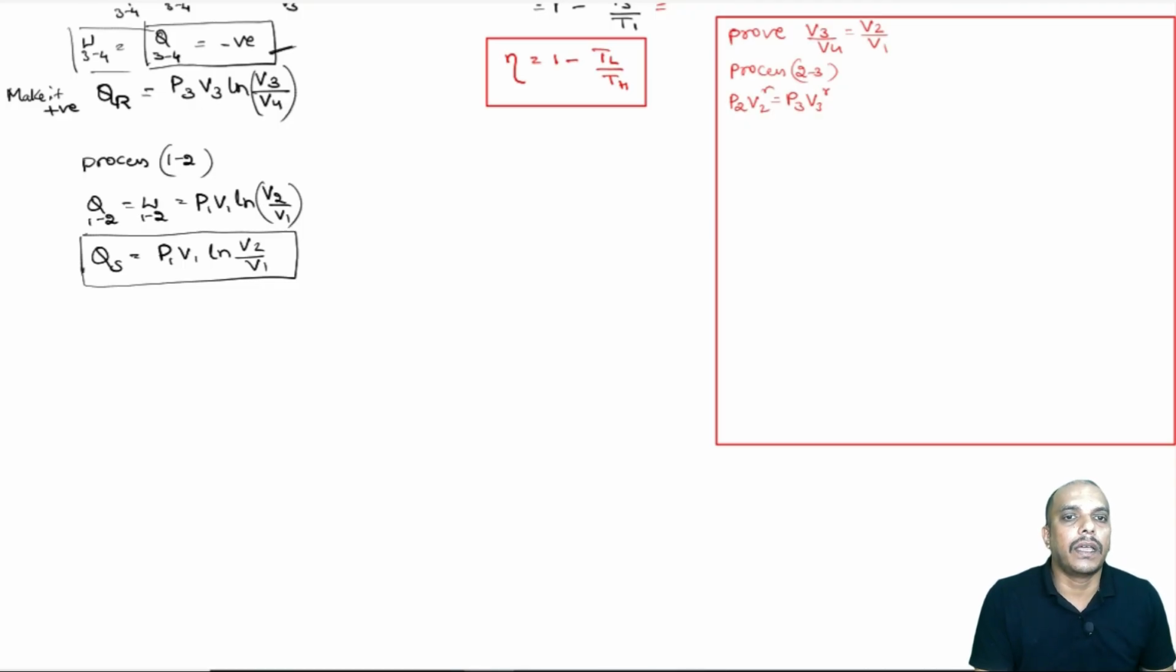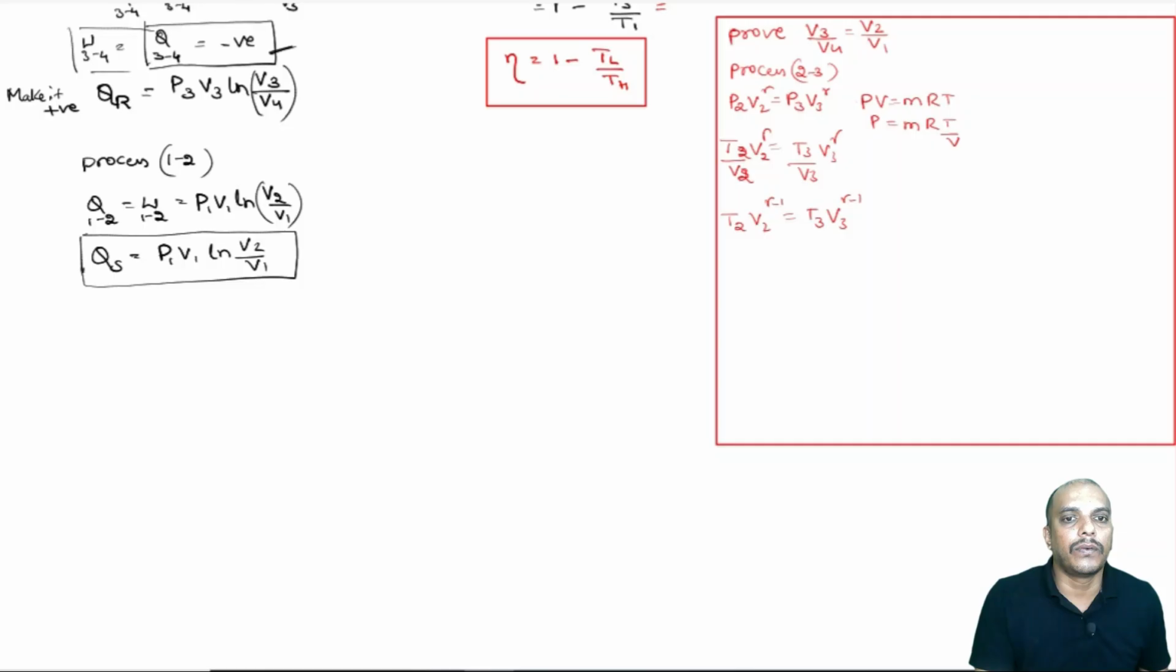Now I am interested in temperature and volume ratio because pressure has nothing to do here. So I will eliminate pressure. PV is equal to MRT, so in place of pressure I am going to substitute T by V. So in place of P2, I substitute T2 by V2, V2 power gamma. In place of P3, I will substitute T3 by V3, V3 power gamma. Now T2 V2 power gamma minus 1 equals T3 V3 power gamma minus 1.